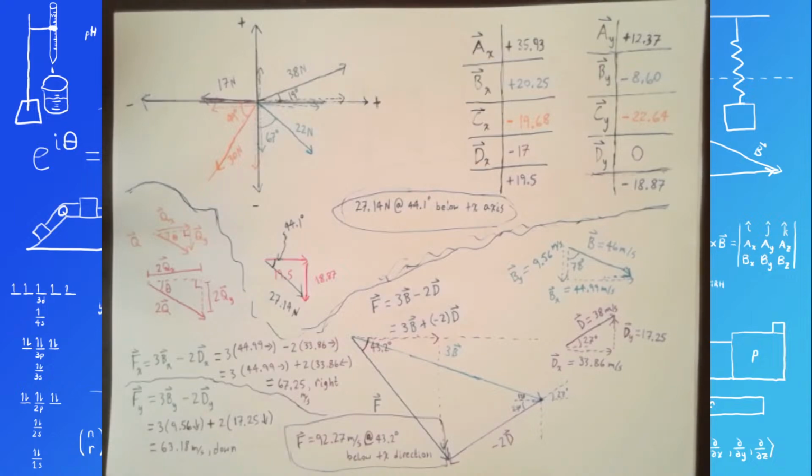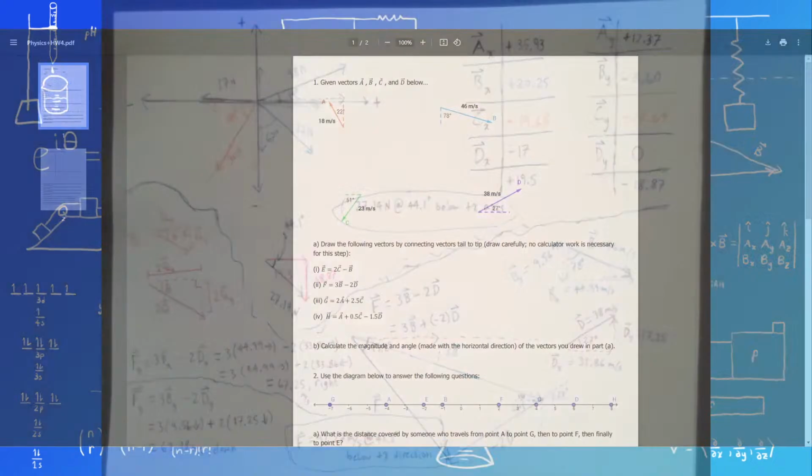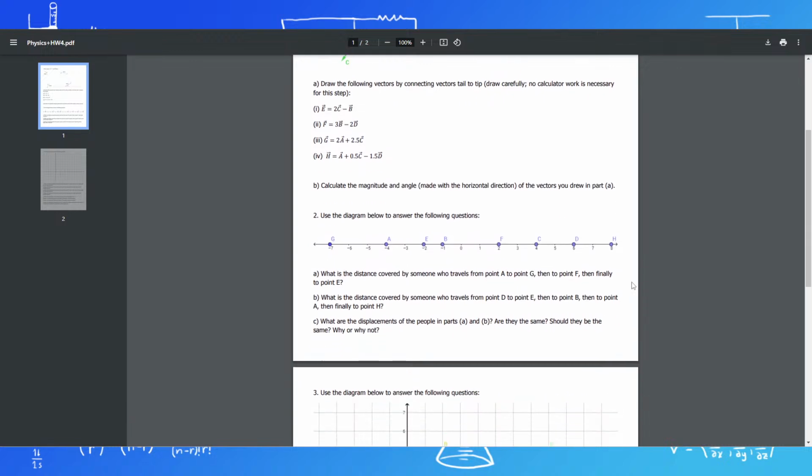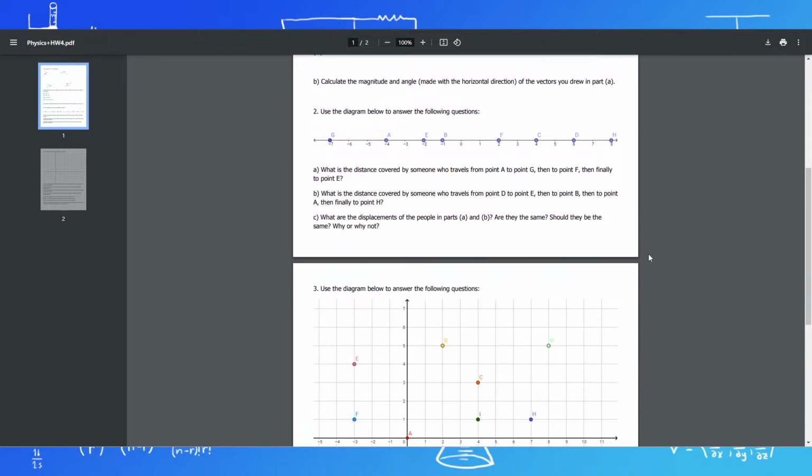Okay, now we can move on to the next part, which says use the diagram below to answer the following questions. So we've got a diagram, we've got a little bit of a number line game going on here, and we have somebody moving to different points along this number line. So part A is asking, what is the distance covered by someone who travels from point A to point G, then to point F, then finally to point E.